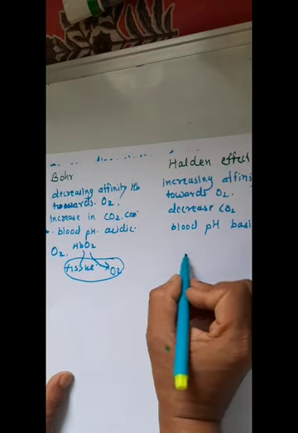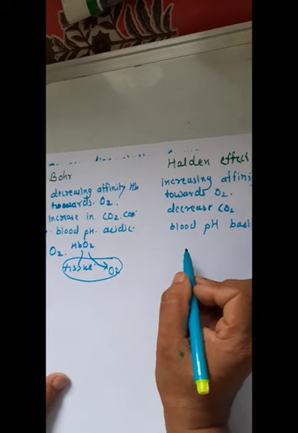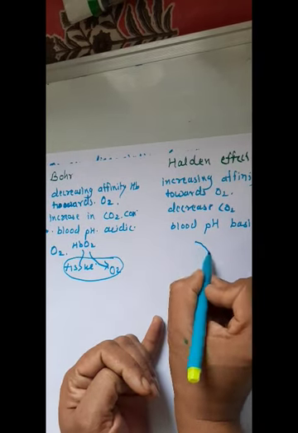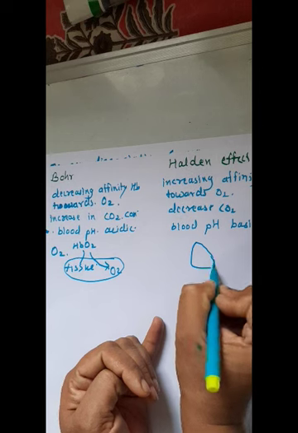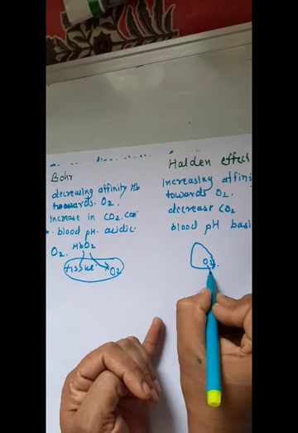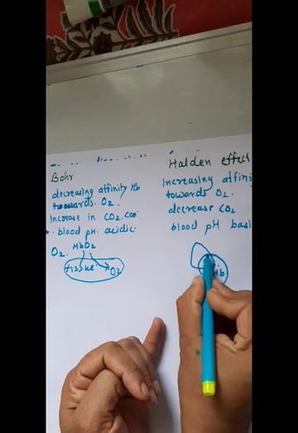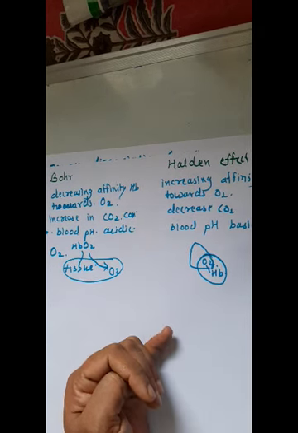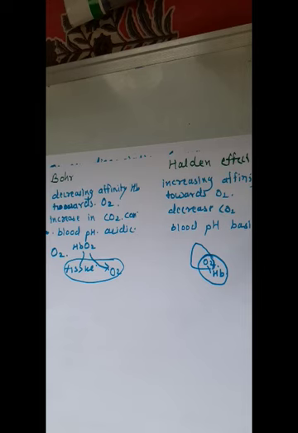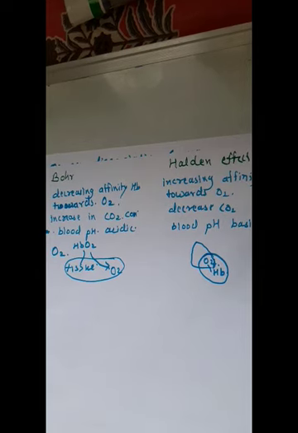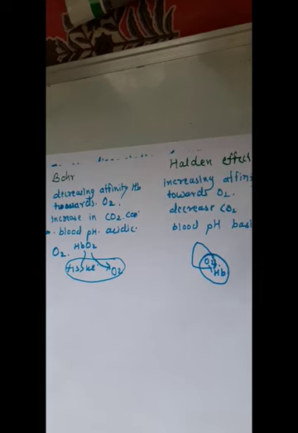And here the CO2 concentration is less. In case of the alveoli in the lungs, the O2 concentration is more, and that's why the Hb combines with the O2 of the alveoli. So this is the difference between the Bohr effect and the Haldane effect.